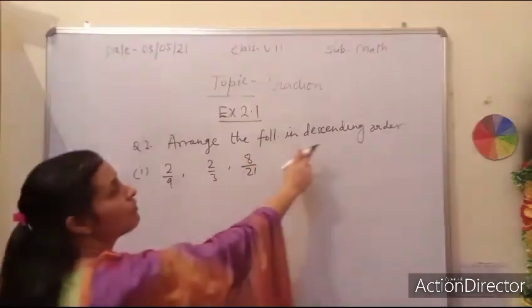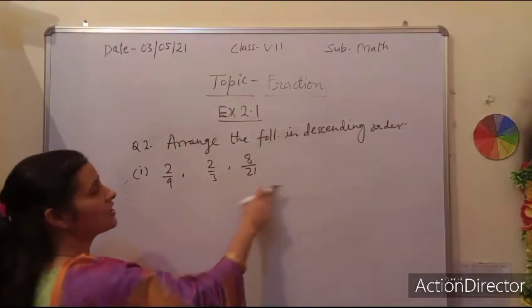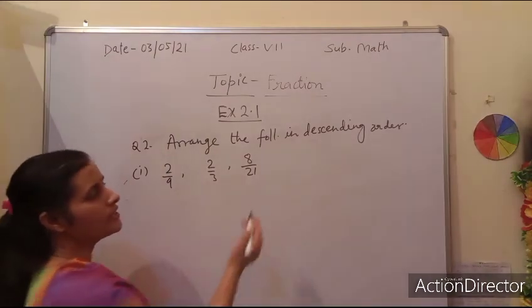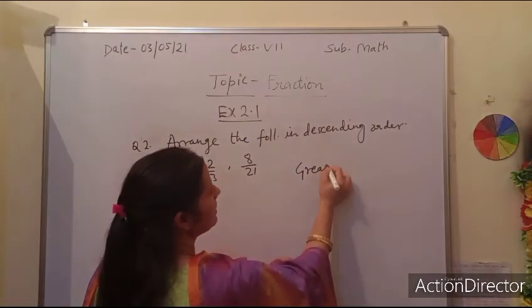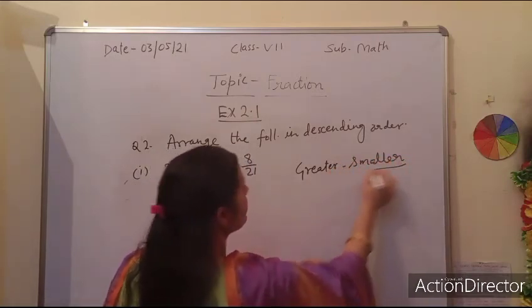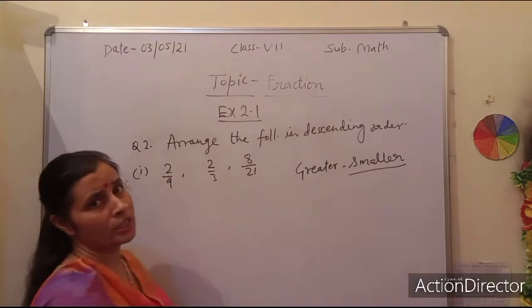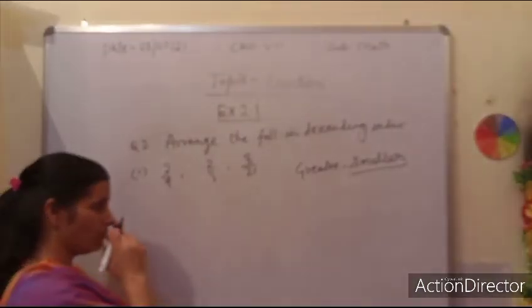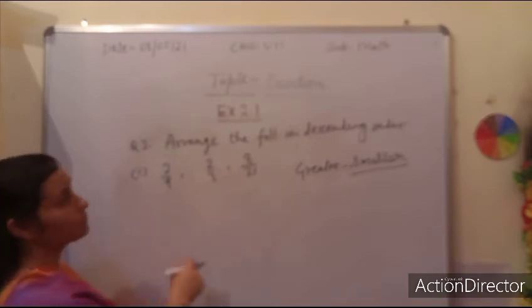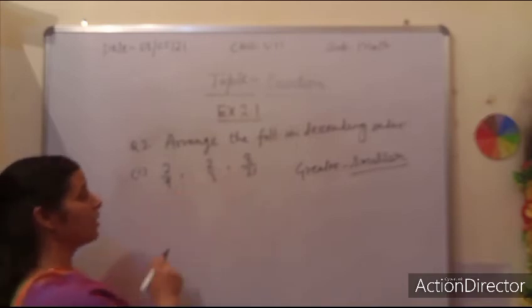Here it is given: arrange the following in descending order. Three fractions are given, and you have to arrange them in descending order. What does descending mean? Descending means greater to smaller. It is very easy to arrange greater to smaller in natural numbers or whole numbers, but these are fractions. So how do we arrange them in descending order?